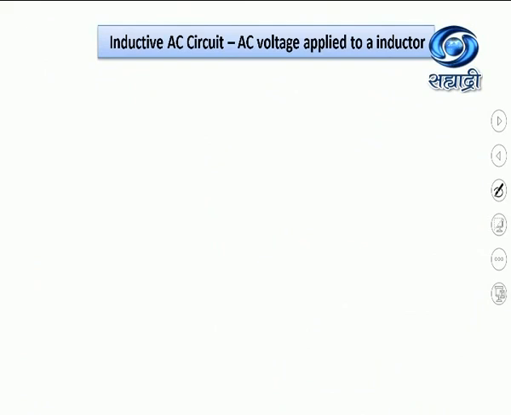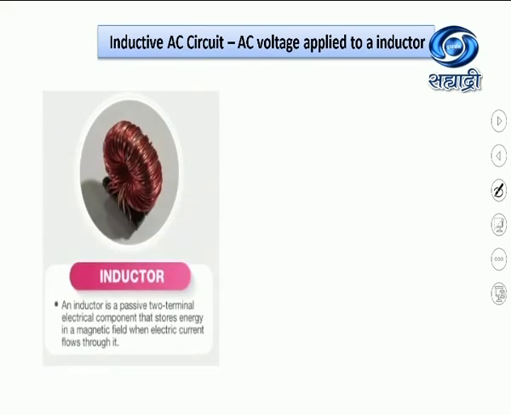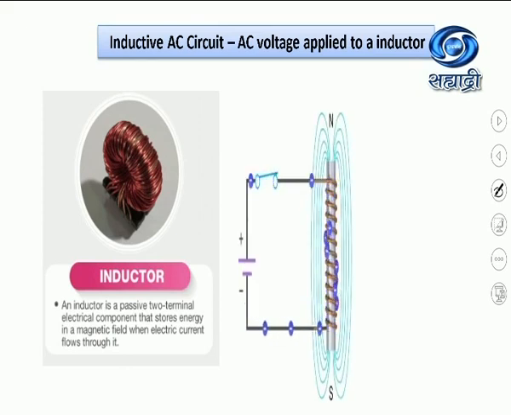So our topic is the inductive AC circuit, that is, AC voltage applied to a pure inductor. What is an inductor? An inductor is basically a coil, and it stores the magnetic field when current is passed through it. Here is the animation which shows the ends of the coil connected to the battery. This is the DC which is connected across the terminals of the coil, and the electrons move in the anti-clockwise direction. The direction of the conventional current is clockwise.